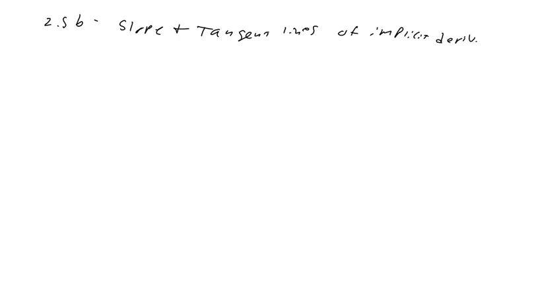All right, so let's talk about slopes of implicit derivatives and tangent lines. So this is 2.5b, you can call this slopes and tangent lines of implicit derivatives. Slopes and tangent lines of implicit derivatives.